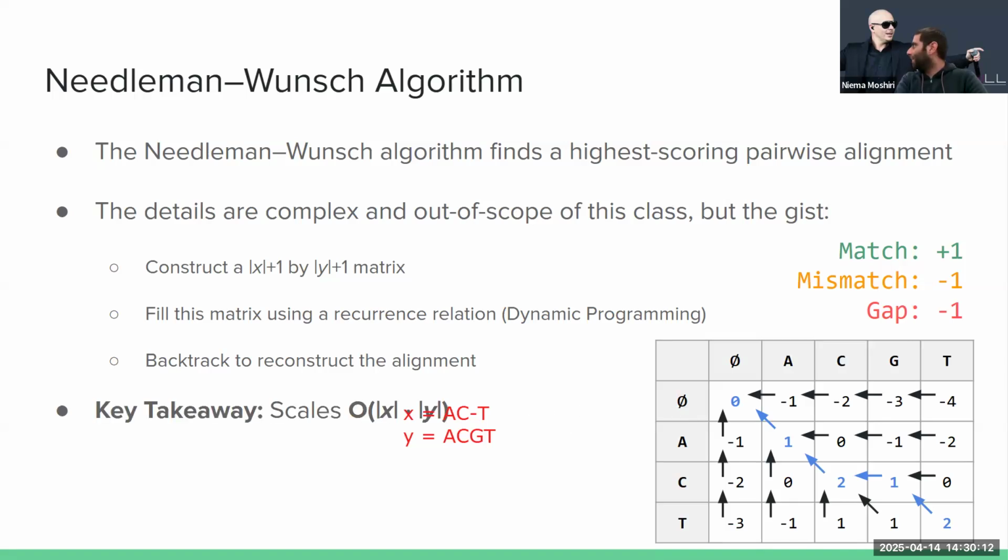But the key takeaway here, let me erase my annotations, is that the scalability of this algorithm is the length of one sequence times the length of the other sequence. Okay. Folks with me? Awesome. Okay, so that's going to be the important bit. So the scalability is linear with respect to the length of one times linear with respect to the other.